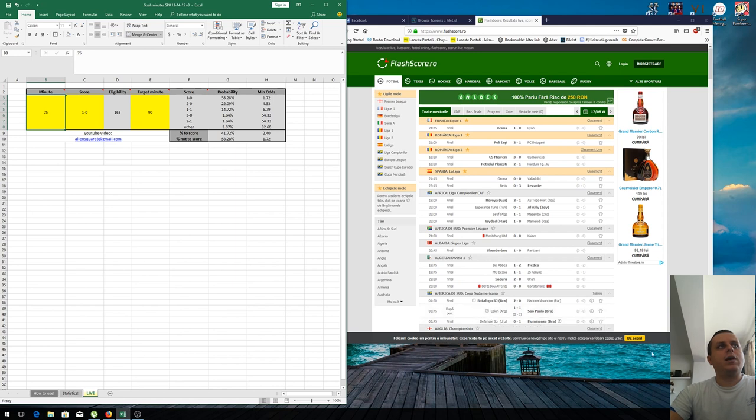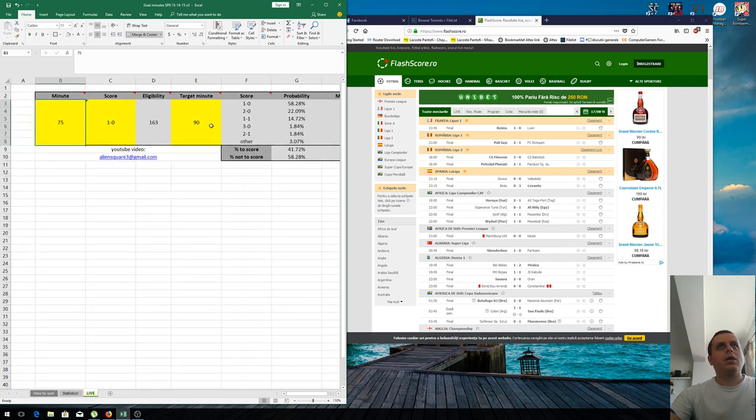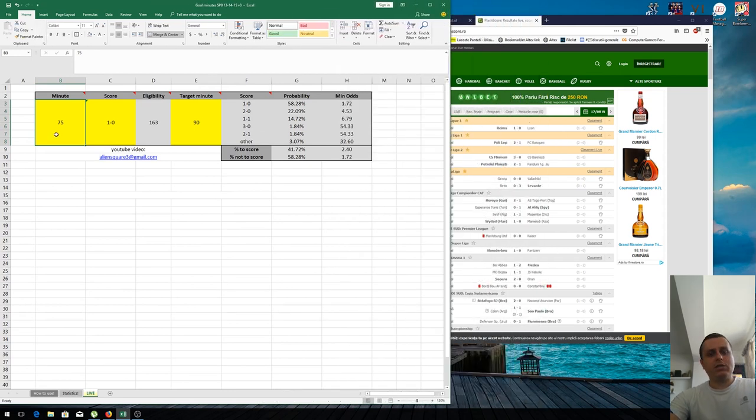So, for example, if I look at the game and one side is starting to attack more and more, trying to score, I get that the minute of this change in the game is happening at minute 75. So I need to, let me try to make it a little bit bigger. I would enter the minute here, which is 75. Then I will enter the score at that time, because it's important to put the situation that we are in. So for example, the home team is leading 1-0. Then the file will calculate how many games we have in this situation with 1-0 at minute 75.